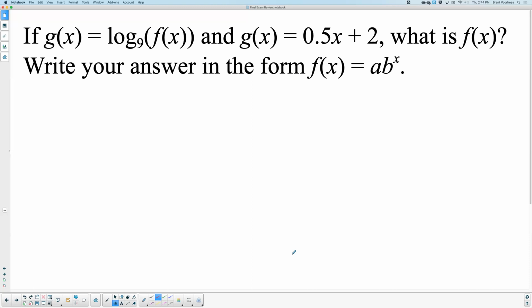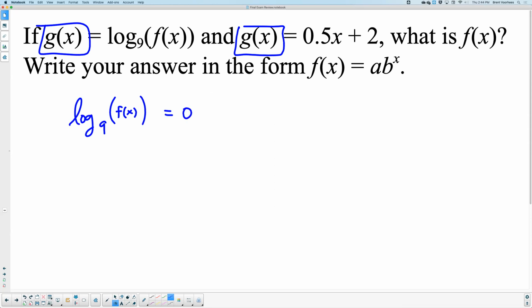So when I gave you all that practice AP classroom exam last class, you had a few of them in this form. What did you do to solve problems like these? Guess? That's funny. Well, if you don't want to guess, what if they give us two values that are the same? What do they share? G of x. Let's do a substitution. Instead of saying g of x, I'm going to take what g of x is equal to here and set it equal to this one. Make sense? I'm going to say log base 9 of f of x equals 0.5x plus 2.